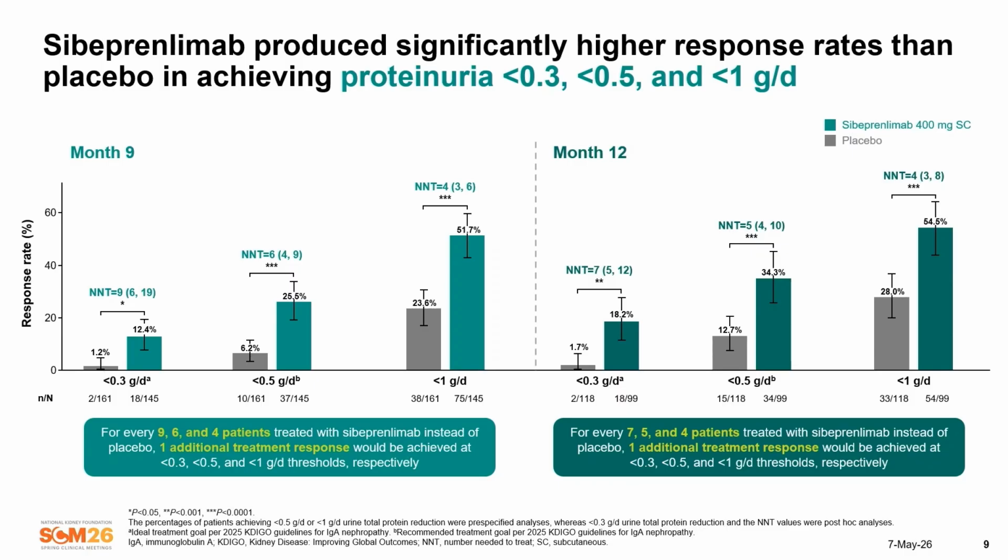If you wait until month 12, these numbers get even better. So for every 7 patients, 5 or 4 patients that you treat, you will have 1 patient that will achieve one of those 3 thresholds that are set. And again, the 1 gram per day used to be the old threshold, and now the bar is much higher.